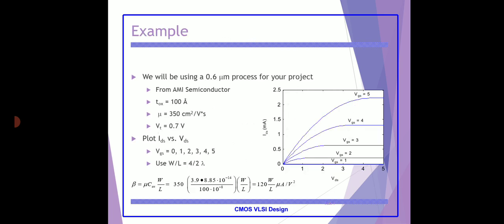Here you can see an example, a 0.6 micron process. From this we are taking the AMI semiconductor process, with TOX equal to 100 angstroms. We know that we plot IDS versus VDS, so here we will be finding the cutoff, linear region and saturation region. Using the W by L value in the equation, where beta is equal to mu into COX into W by L, I substitute the values and we get 120 W by L micro amps per volt squared.